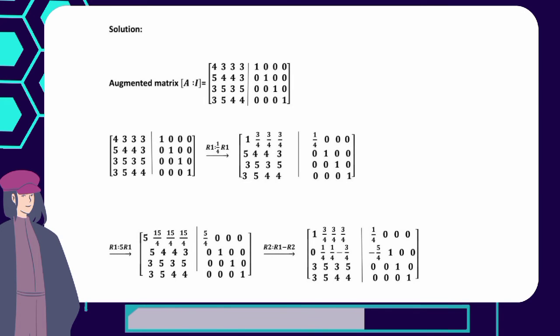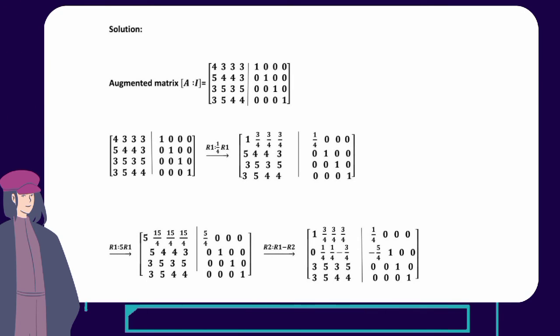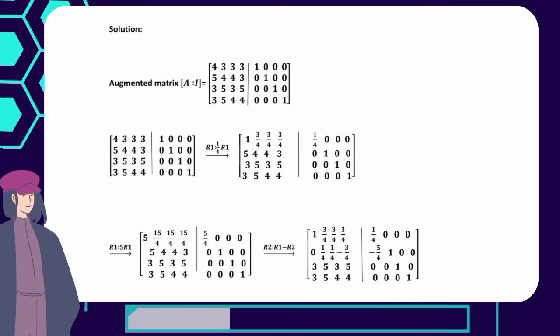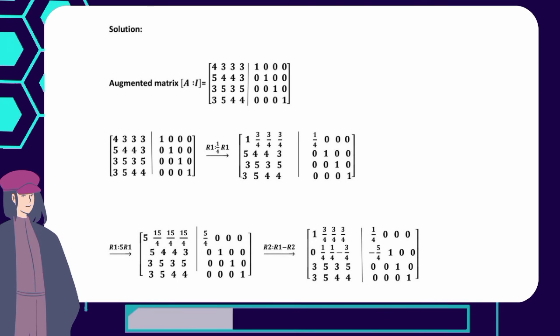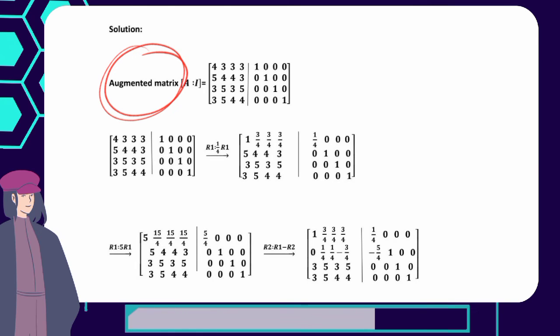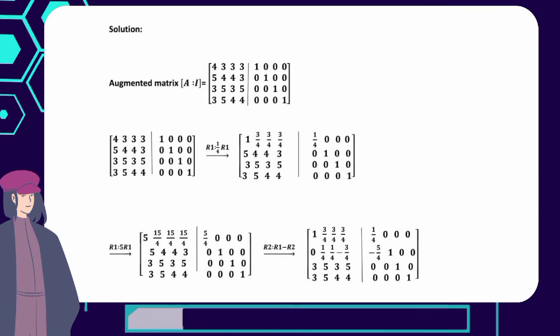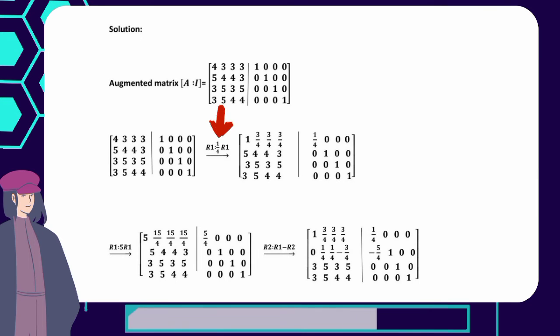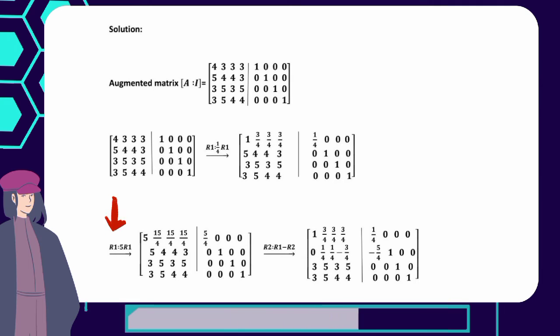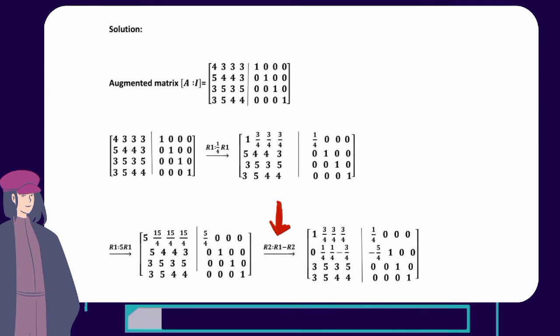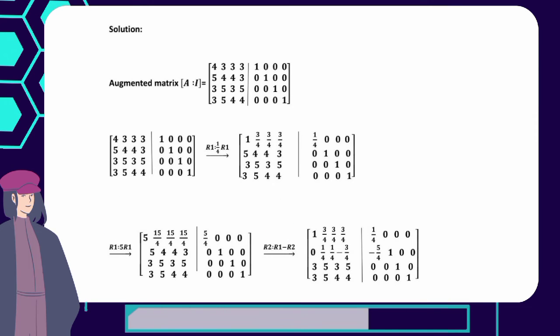Now, time to decrypt the message. I will use the K3 matrix. I need to find the inverse of the matrix to decrypt the message. I'm using the ERO method. First, write the augmented matrix. Make the pivot in the first column by dividing the first row by 4. Then, multiply the first row by 5. Next, subtract the first row from the second row and restore it.